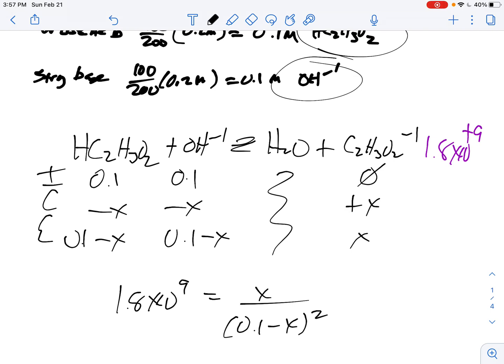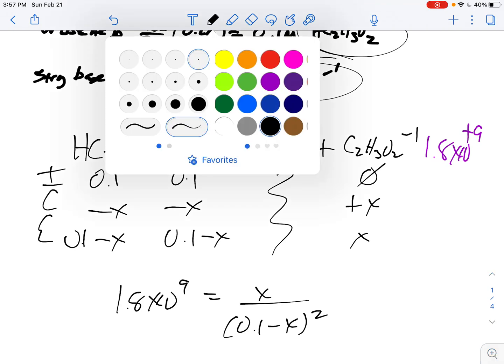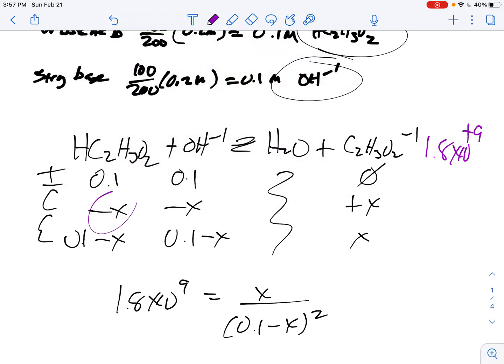And no, you could not ignore this minus x here and here. We have to keep them. Why? Because we can ignore them in the early stages of things when our k value is small, but our k value here is huge. So now we've got some really awful, ugly quadratic thing that's going on here. We're not able to do any of our tricks, and everything about this problem is just wrong from the start.